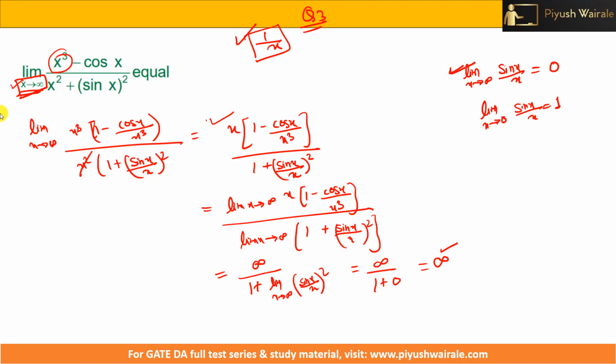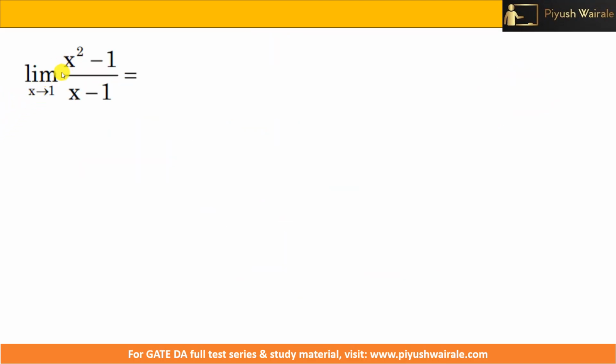Okay, next question. Simple thing: limit x tends to 1 of x square minus 1 divided by x minus 1. This is question number 4. If I put 1 here, I get 1 minus 1 upon 1 minus 1, that is basically 0 by 0. So just apply L'Hospital rule. Limit x tends to 1, derivative of x square minus 1 is 2x, divided by derivative of x minus 1, that is 1. So 2x into, just put the value of x here, that is 2.